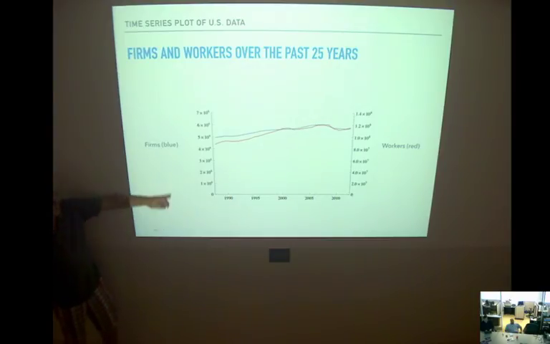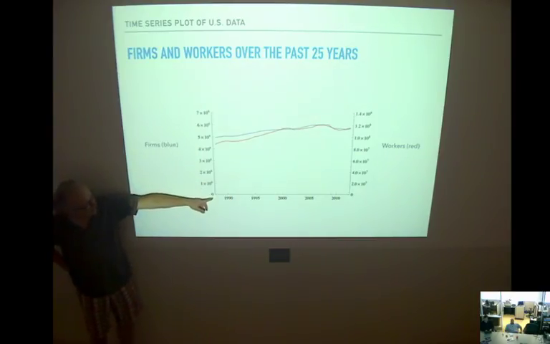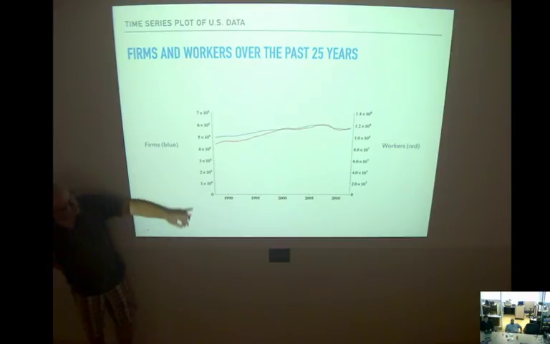Okay, the blue line refers to how many firms there are in America. Notice over the last 25 or 30 years, that's been relatively smooth. And then the workers in red come up in lockstep. They get linked up. There's another figure in the book which shows, if you compute the average firm size, average firm size is about 20 in America.